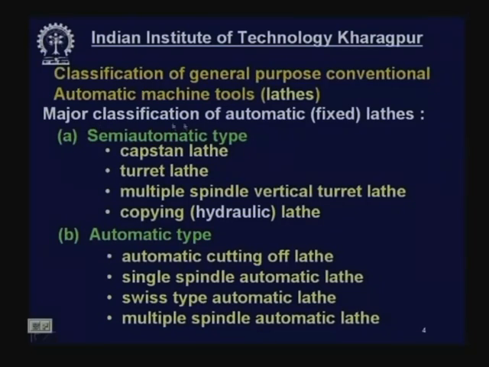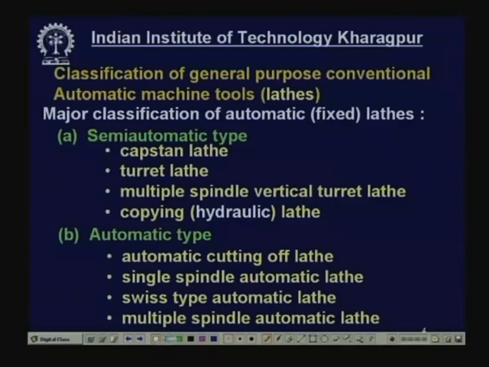Now, the classification of automatic lathes. One group is called semi-automatic. Under it come the capstan lathe, turret lathe, multi-spindle vertical turret lathe, and the copying lathe, that is the hydraulic copying lathe. There can be a few more, say a relieving lathe, a multi-tooling lathe, a facing lathe. These are also to some extent semi-automatic, if not semi, at least quasi-automatic.